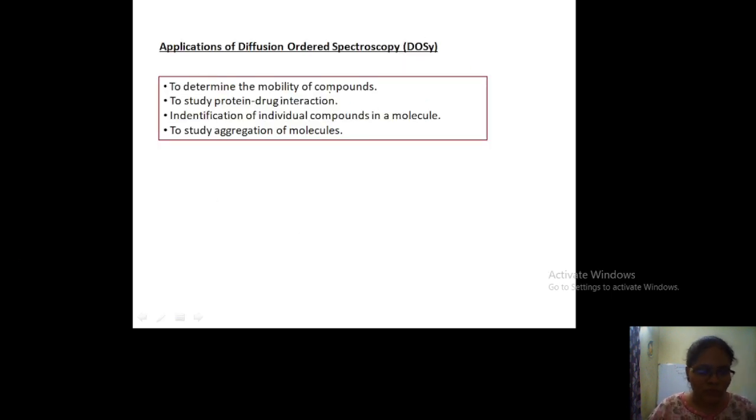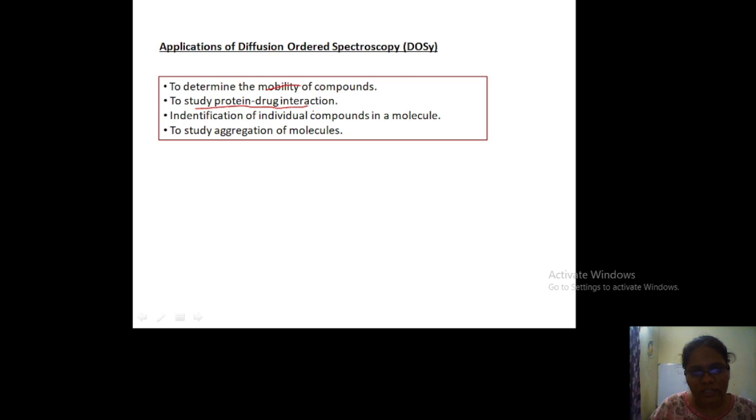So first is obvious, that is to determine the mobility of the compounds. You know that we can determine the diffusion coefficient of the molecules. The diffusion coefficient tells you how fast or how slow your molecule moves in a particular medium. So you can determine the mobility using this DOSY experiment.